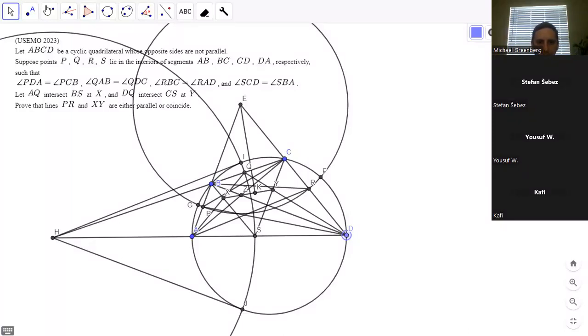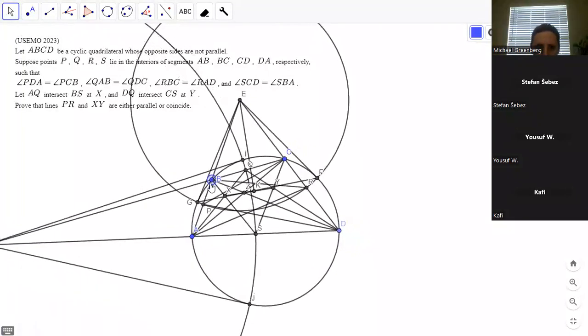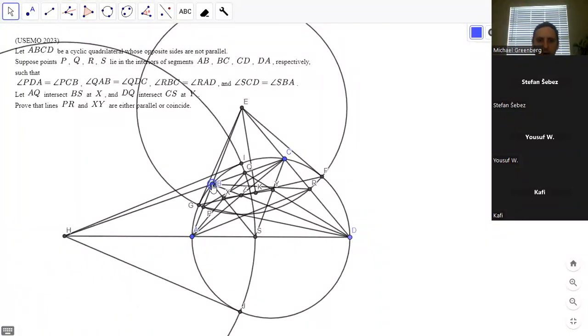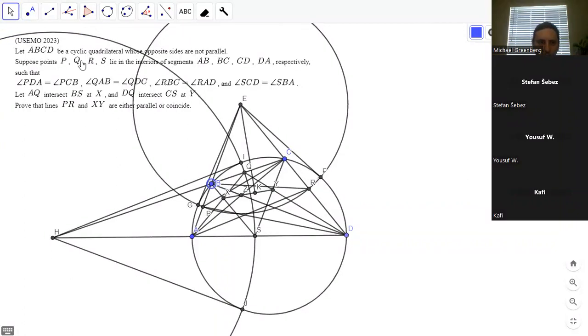So I should probably draw EF and EG. These are tangents. Are F, Z, and G collinear? That's Brianchon's theorem, right? Yeah, because F, Z, G, and H should be collinear. By Brianchon's theorem.